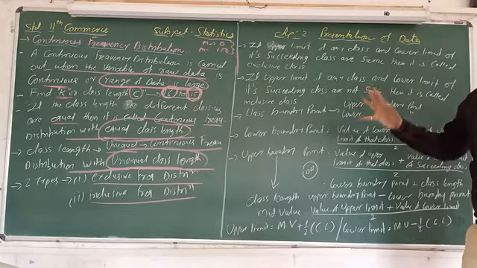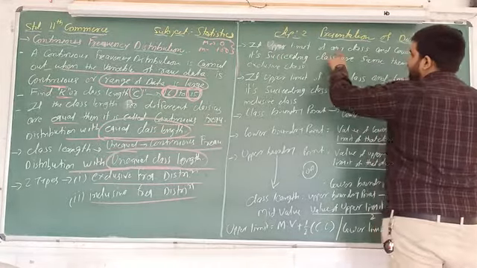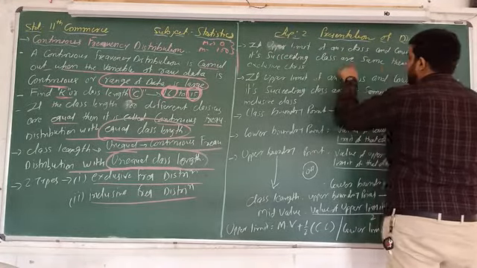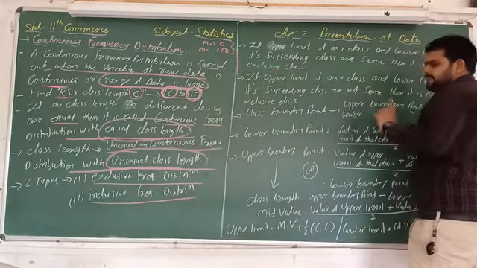So here is the definition. What is the definition? If the upper limit of any class and the lower limit of the succeeding class are the same, then it is called exclusive classes.